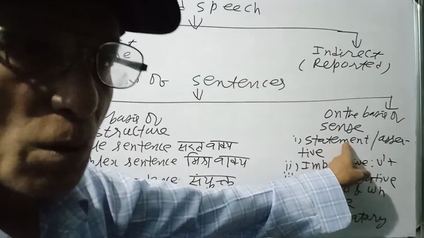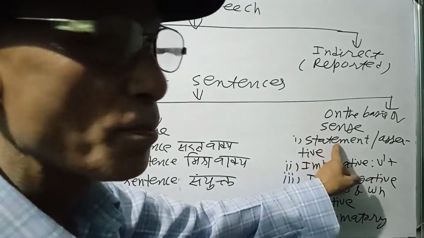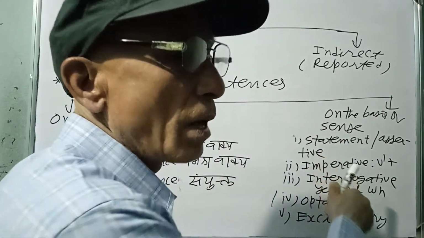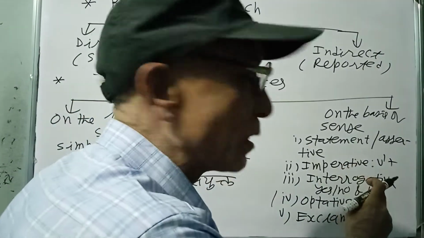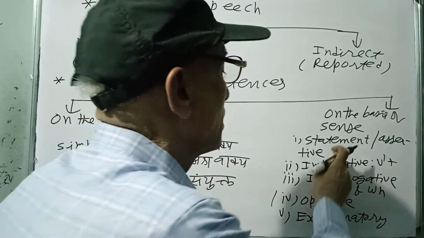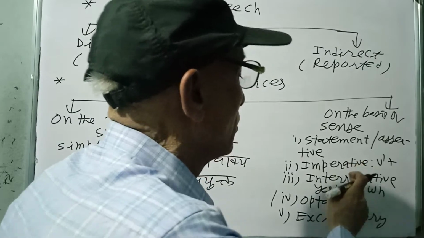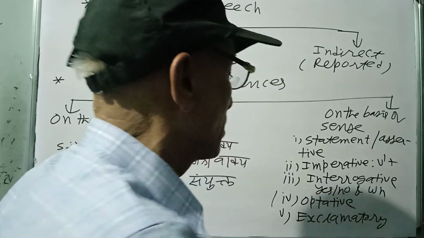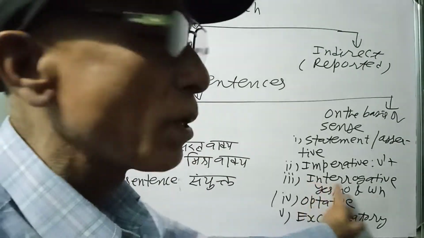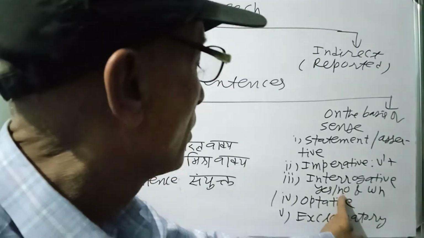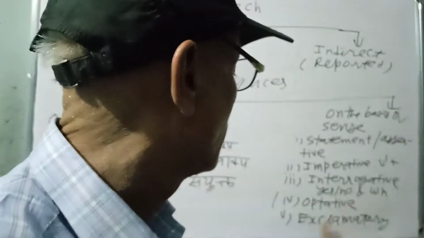Statement gives a statement, a point of view: subject, verb, object. Types: affirmative and negative. Imperative gives an order, like go there, don't go there. Statement: she is eating, Ram is going. Imperative: go there, don't smoke cigarettes, any order, please come here. Interrogative has a question mark. Yes/no question: are you eating? WH question: what are you doing?